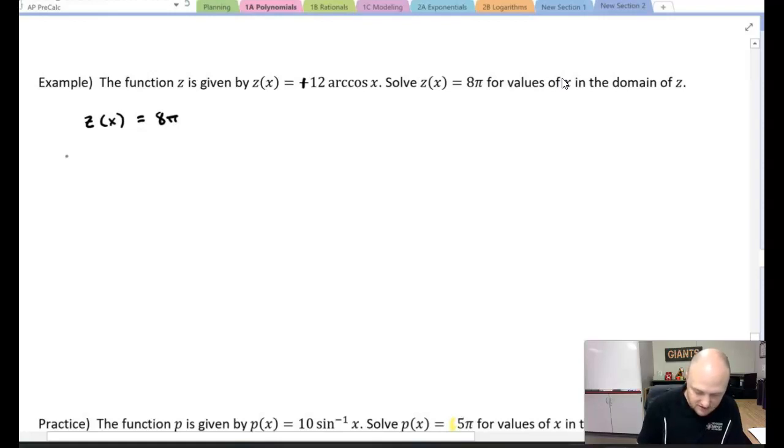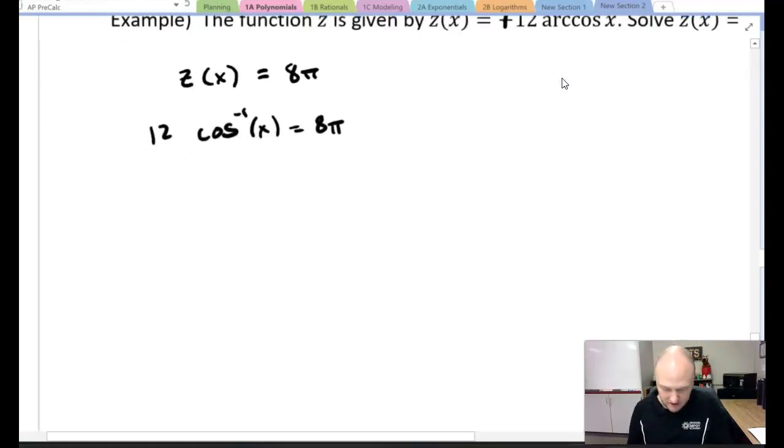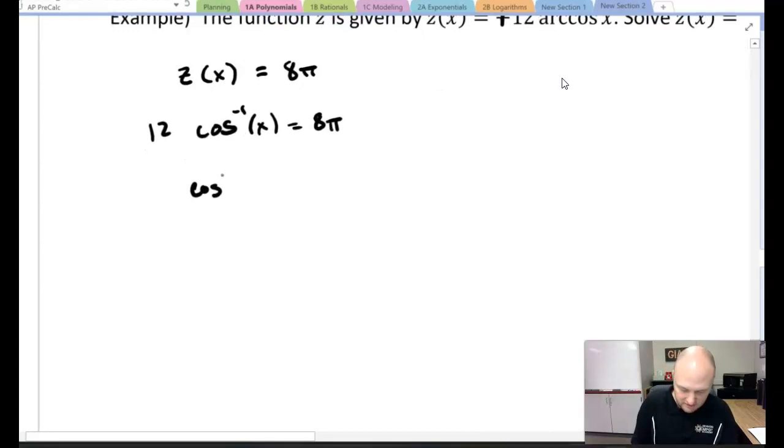Now z of x is 12 arc cosine, and I just want to write it in its alternate form so you're familiar with it: cosine inverse. And we want to solve this. So we'll isolate our cosine inverse by dividing both sides by 12. So we have 8 pi over 12. This reduces, we can reduce by 4, and we get 2 pi thirds.